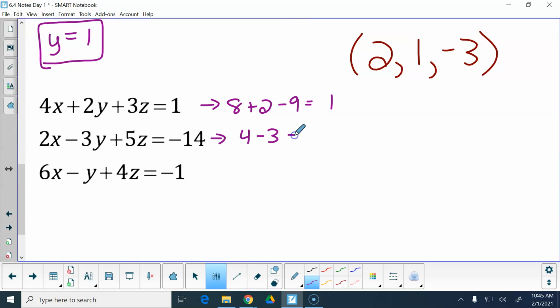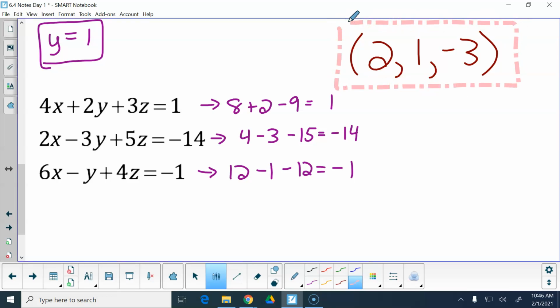5 times negative 3 is negative 15. 4 minus 3 is 1. Minus 15 is negative 14. Checks out. 6 times 2 is 12. Minus 1 is 11. Plus negative 12 is negative 1. Negative 1 is equal to negative 1. So, shabam, there is our point. Or our ordered triple. Okay? Questions, comments, concerns? Clarification.